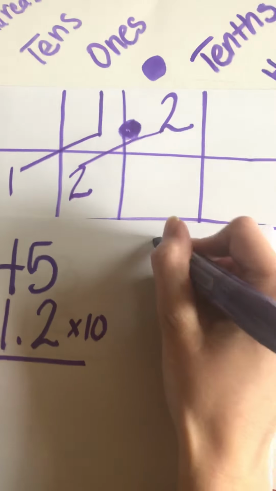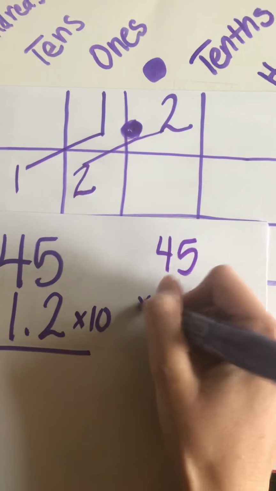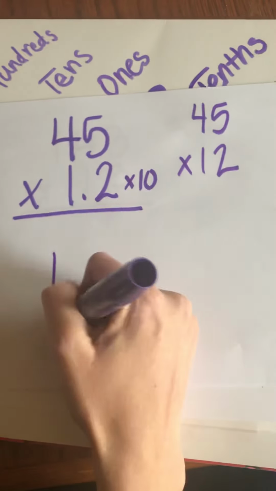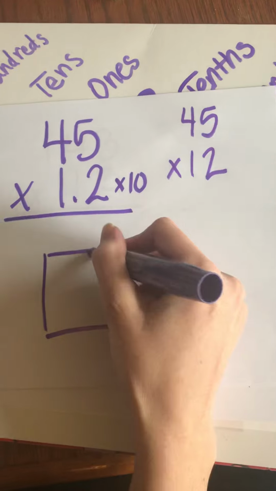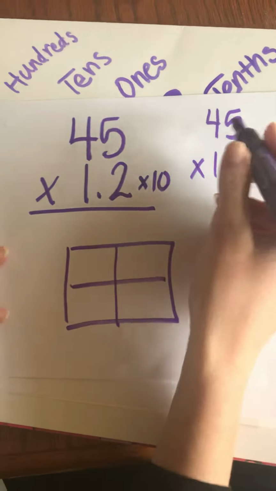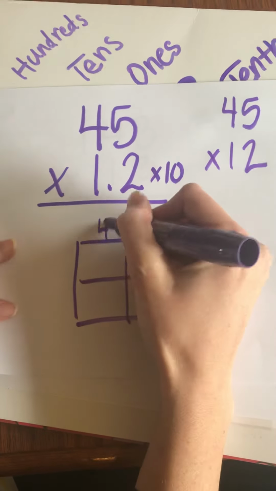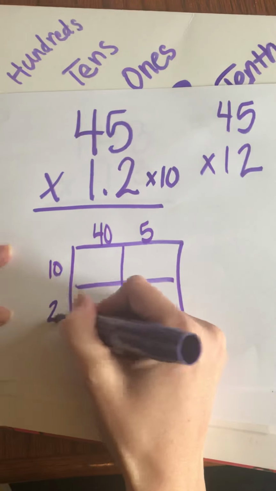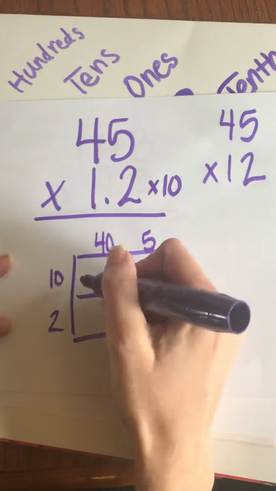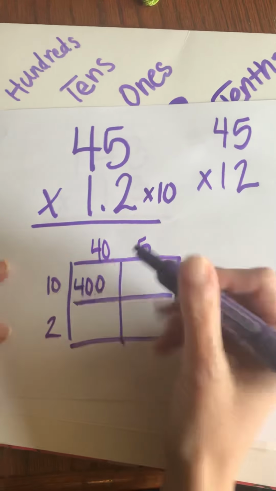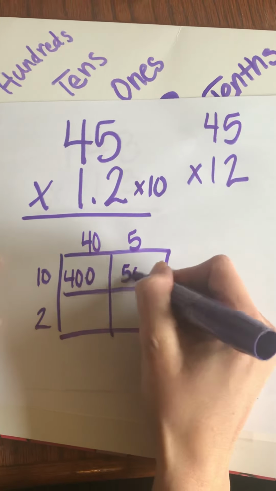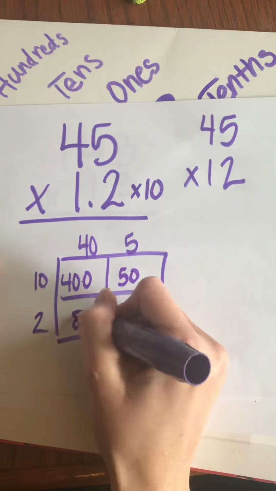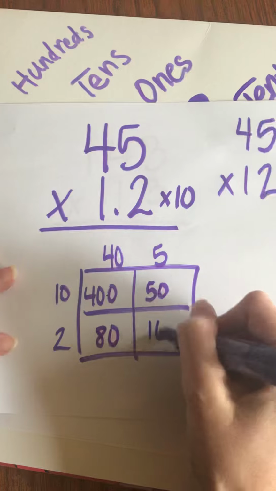So I'm going to go ahead and just do an area model, multiplying 45 times 12. When I do this, remember I draw my boxes, and I'm going to split up 45 into 40 and 5, and then 12 into 10 and 2. So 10 times 40 gives me 400. 10 times 5 is 50, and then 2 times 40 gives me 80. 2 times 5 gives me 10.